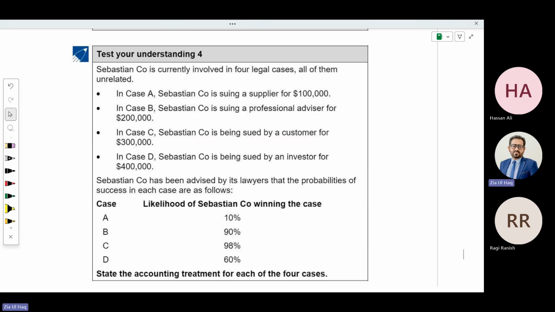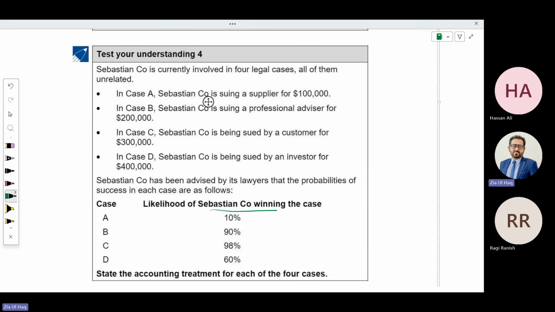So S company is currently involved in 4 legal cases, all of them unrelated, meaning separate cases. In case A, S company has sued a supplier for 100,000. The supplier has filed a case against the company. S company has been advised by its lawyer that the probability of success in each case is as follows.